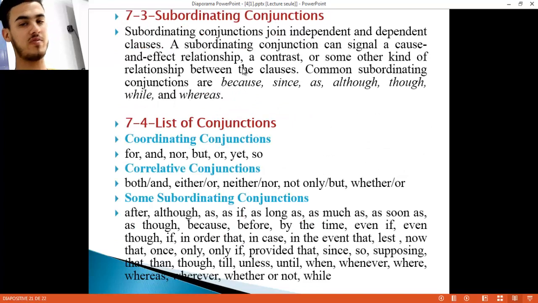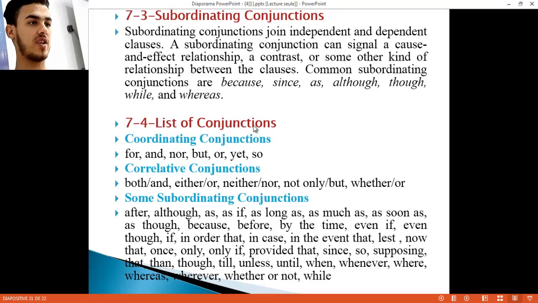We have also the subordinating conjunctions. Subordinating conjunctions join independent and dependent clauses. A subordinating conjunction can signal a cause and effect relationship between the two parts of the sentence, a contrast, or some other kind of relationship between the clauses. Common subordinating conjunctions are because, since, as, although, while, and whereas.